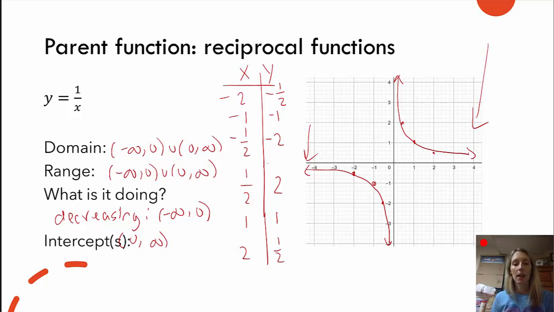And the intercepts, uh-oh, this one broke the mold again. There are no intercepts on this graph. So intercepts, there are none. And that's it for our reciprocal function. That's it for our parent functions. So again, the important thing here is just recognizing the shape.